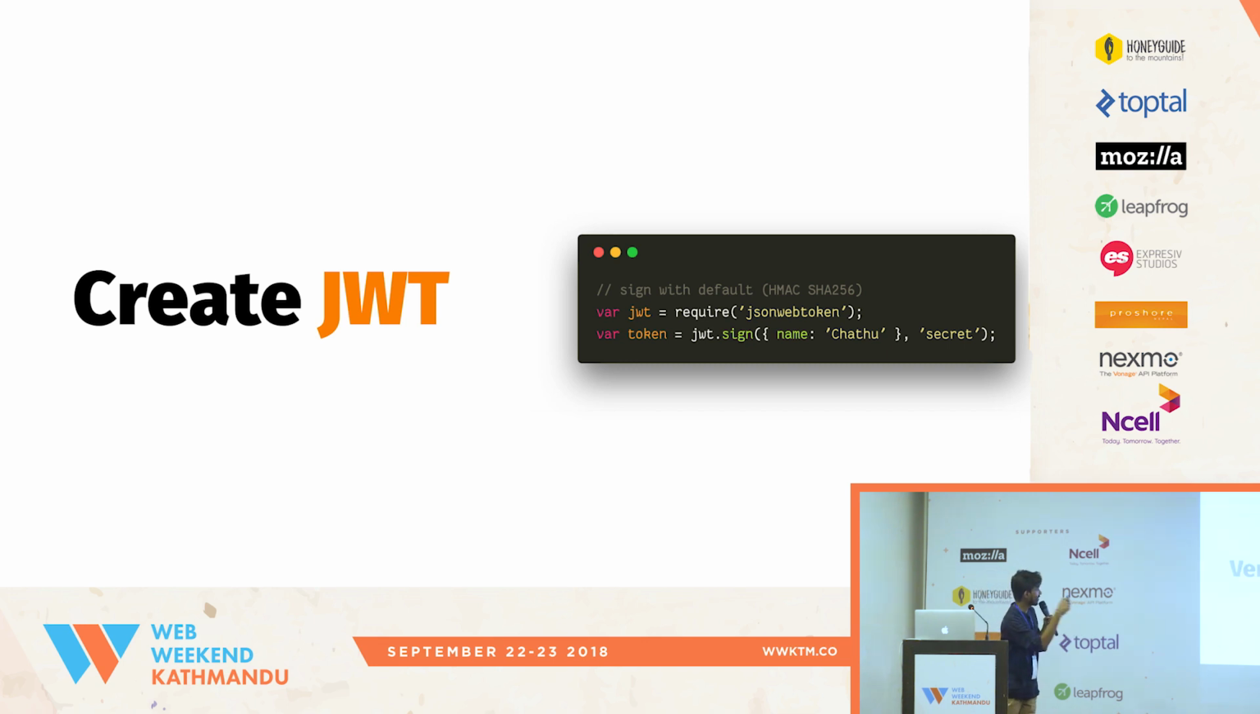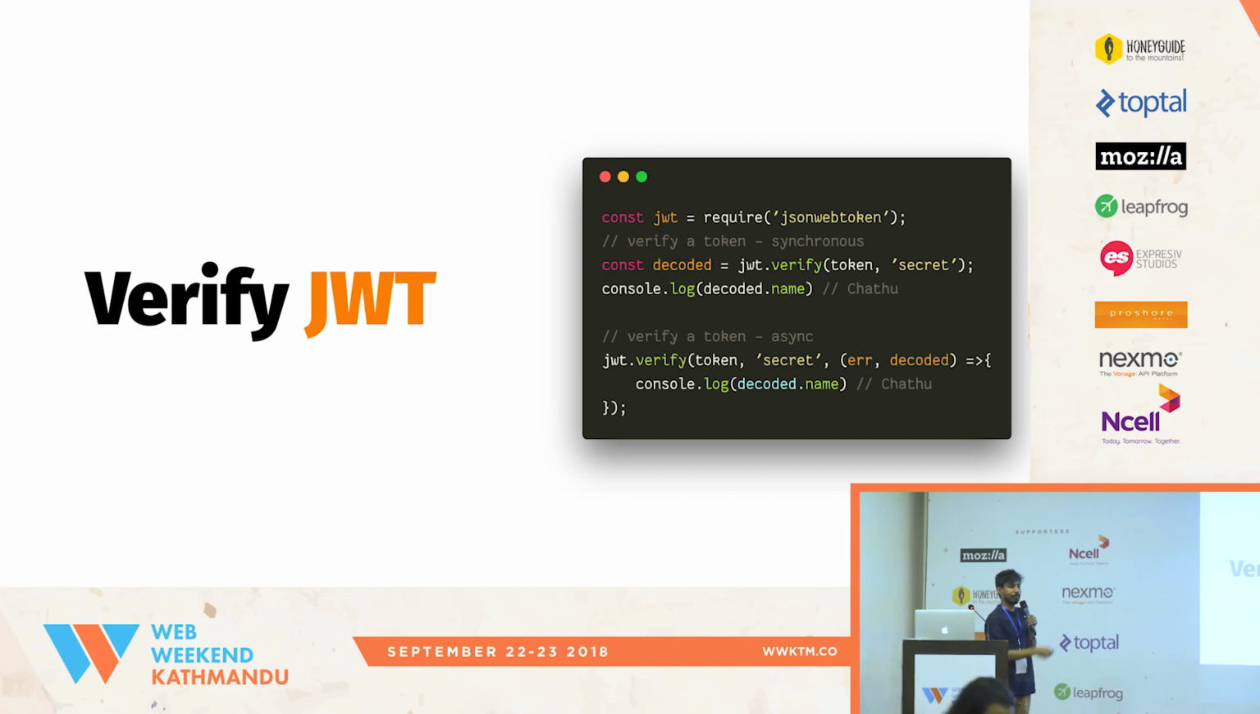For verification, it's like this. You use the same library, and you can get the decoded string, actually the JSON, from the token, but you need to pass it the secret. So it has both methods. It supports synchronous and asynchronous also. So whatever method you like, it has.